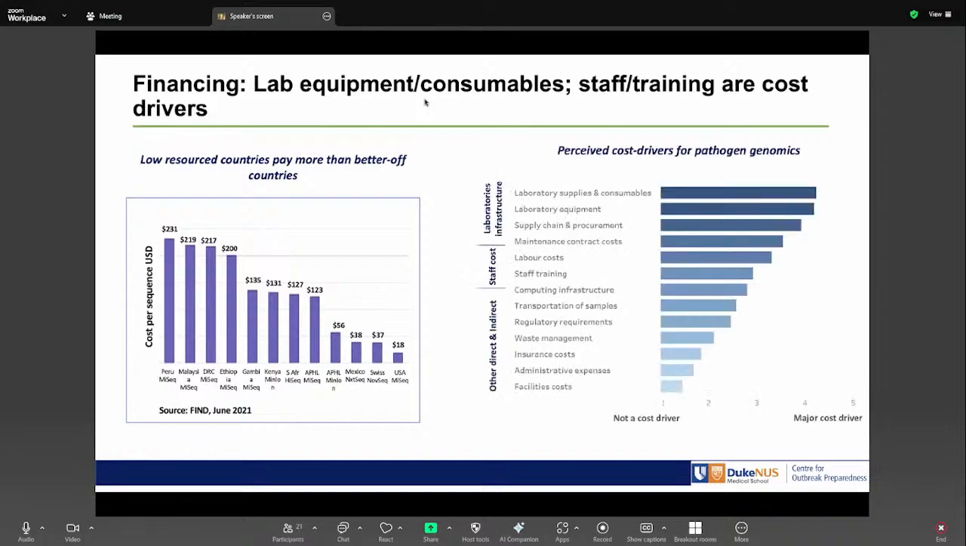We also looked at other cost drivers, so what else is costing? Obviously supplies and consumables, equipment, maintenance. We do find that staff training costs come up as a big one. Computing infrastructure is costly as well, and so is transportation of samples. These are the areas where a lot of the cost is going.